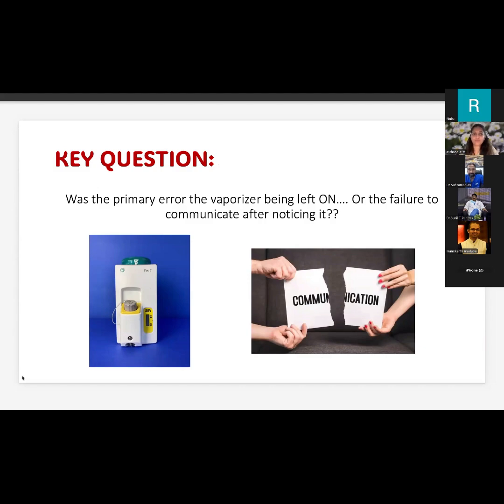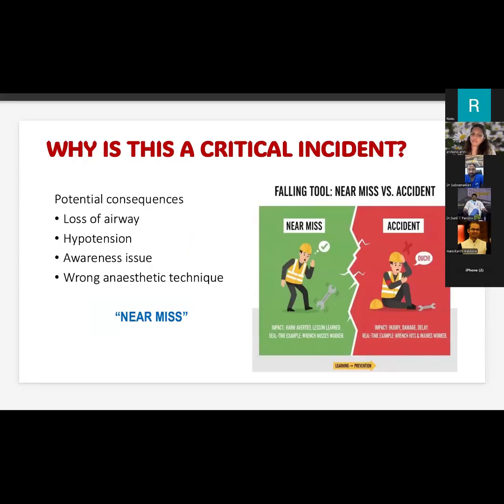So what is the key question in this case scenario? What do you think was the primary error? The vaporizer being left on, or the failure to communicate after noticing it? What would everyone think was wrong in this scenario? Most of us, if we were in that scenario, would have definitely pointed out to the technician, why did you keep the vaporizer on? That would have been our thought process, but there is a lot more beyond that. This is a critical incident. So why is this a critical incident?